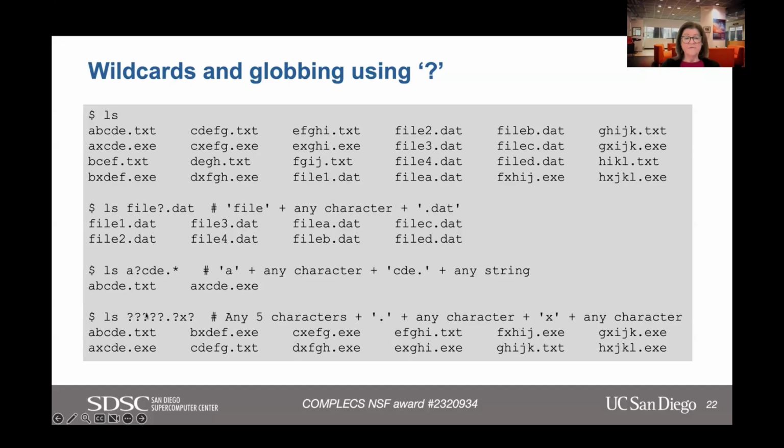And then ls question mark, question mark, question mark, question mark, question mark, dot, question mark, x, star. Any 5 characters, because there's 5 question marks, plus the dot, plus any character, plus x, plus any character. And so this gets us 5 characters, A, B, C, D, E, dot T, dot E, an X, and then another character. So question mark represents 1 character as opposed to the star, which would be any number of characters.